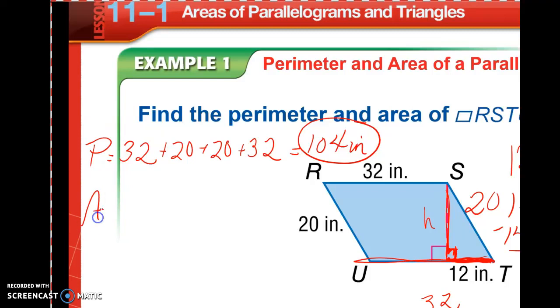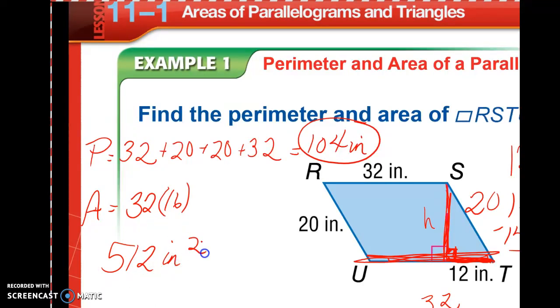So my area is base times height. We're going to use this as my base because my height is perpendicular to that. So 32 times my height of 16 is 512 inches squared, because area is how much it takes to cover it.